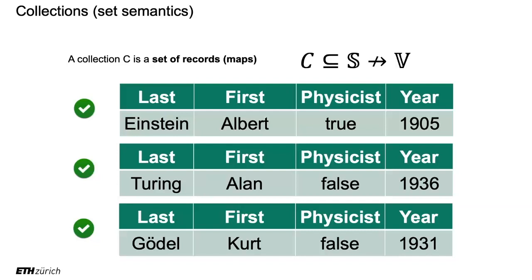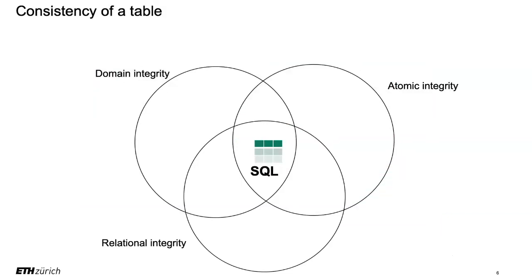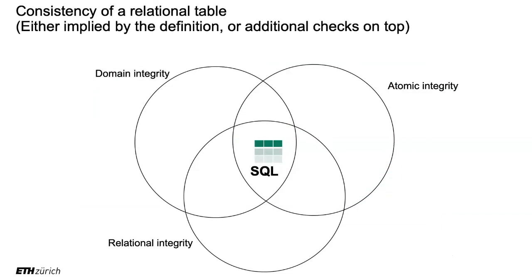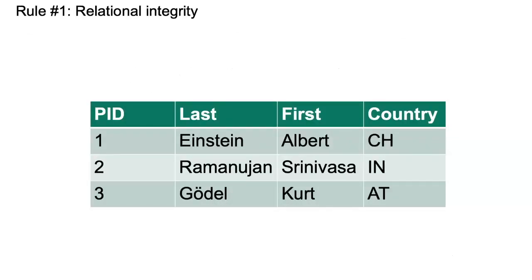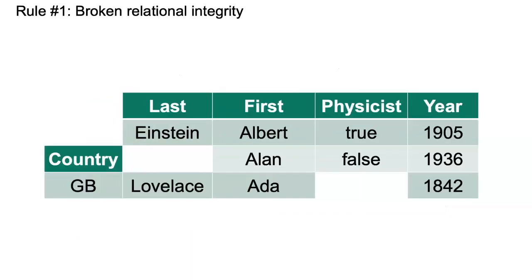I already asked you the questions. We saw that a collection is a set of records that mathematically are maps from strings to values. We know that we need additional constraints because otherwise that would be a collection too. We know that these are the three constraints we want to add. The first one is the relational integrity that requires that everything has the same attributes. Otherwise, it's broken like this.